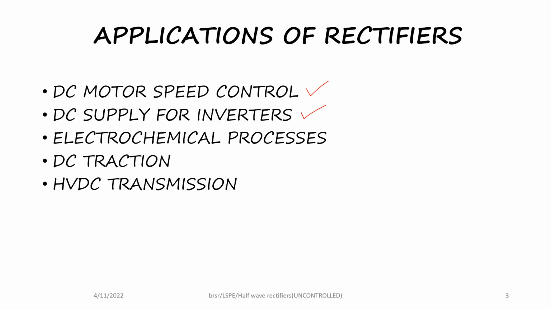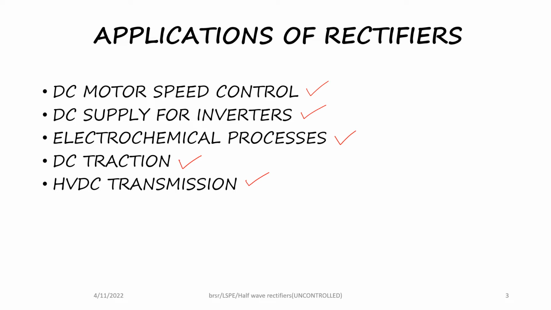In electrochemical processes, rectifiers are used. In DC traction, traction is railways, in that also rectifiers are used. In HVDC transmission, that is high voltage direct current transmission, rectifiers are used.